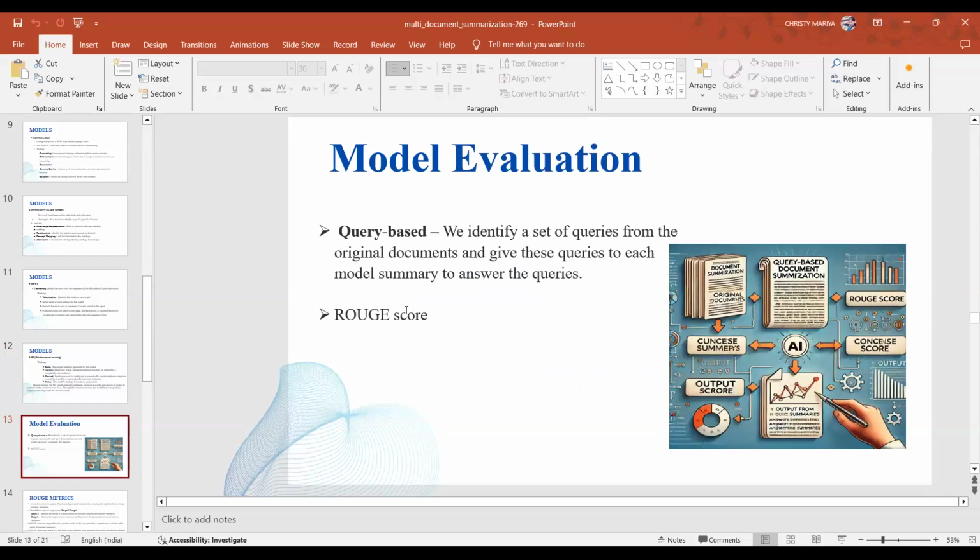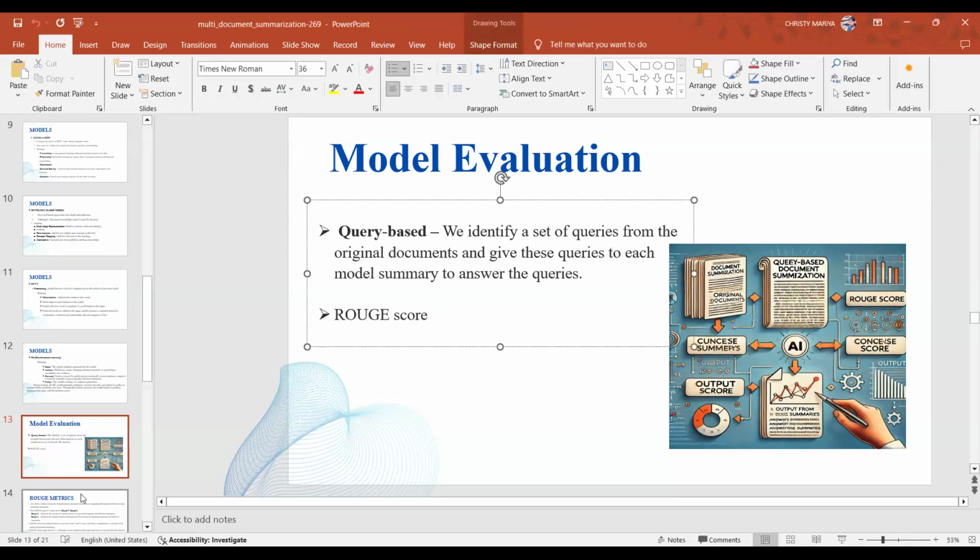After all this summarization, we will evaluate which model produced the best summary. For that, we are using a query-based evaluation and ROUGE score methods. In query-based evaluation, we identify a set of queries from the documents, and we insert these queries into the documents after summarization. The model whose summary produces the most queries, we take as the best model. Not only based on queries, we also calculate the ROUGE score.